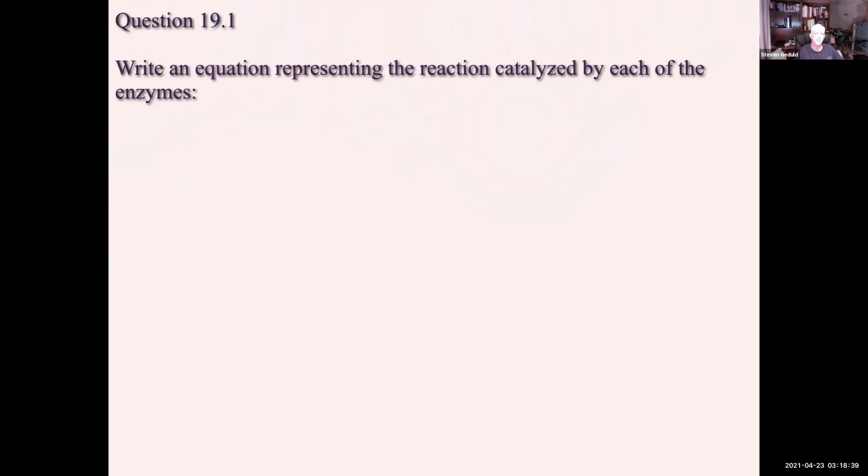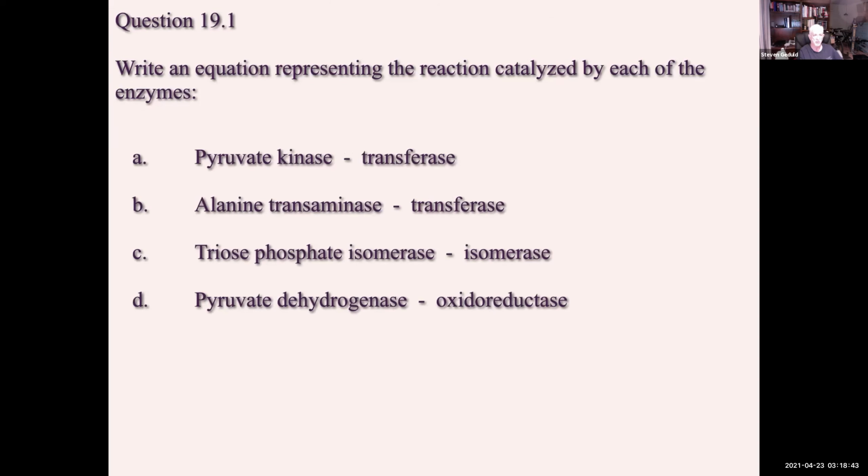So write an equation representing the reaction catalyzed by each of the enzymes. So the first one is pyruvate kinase, which is a transferase. Alanine transaminase, which is a transferase. Triose phosphate isomerase, which is an isomerase. And pyruvate dehydrogenase, which is an oxidoreductase. So the first one is pyruvate kinase.